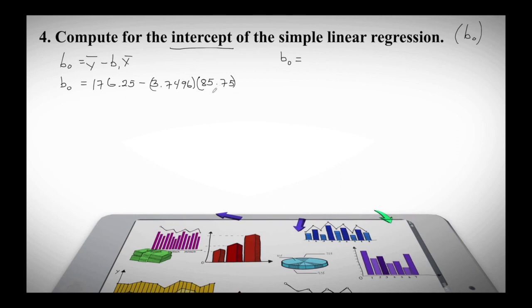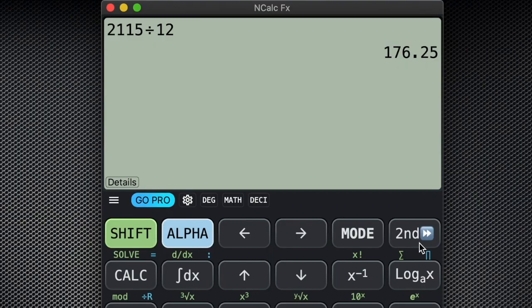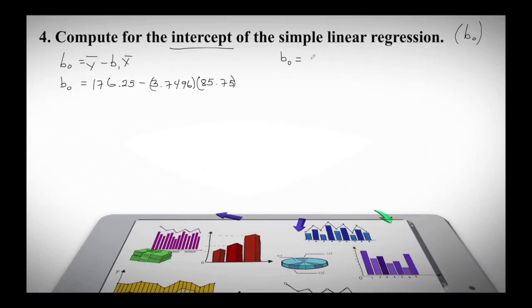Okay? So, let's go to our calculator now. And let's write the equation. So, 176.25 minus 3.7496 multiplied to 85.75. Ayan. Okay, so the answer is negative 145.2782. Let's write it on our PowerPoint presentation. Negative 145.2782. So, this is the value of our b sub 0.